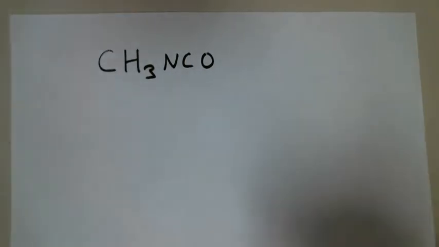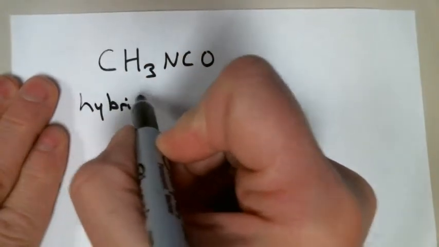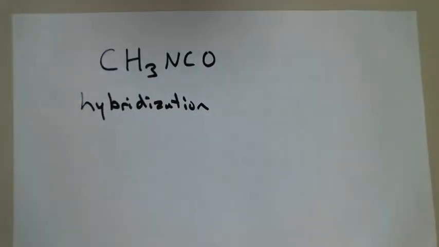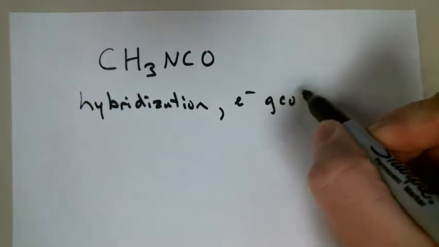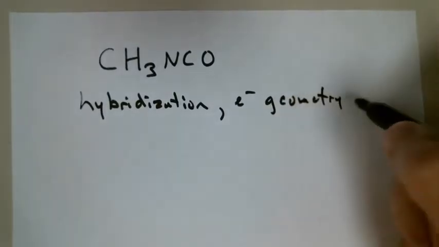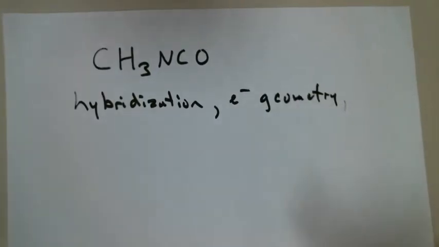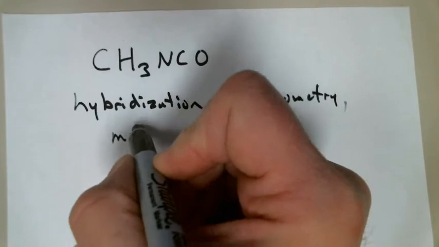And get, let's see, let's do the hybridization. And we'll do it all the way across. And we'll get the electron geometry, and we'll just pick one central atom or a couple to talk about. And then the molecular geometry.